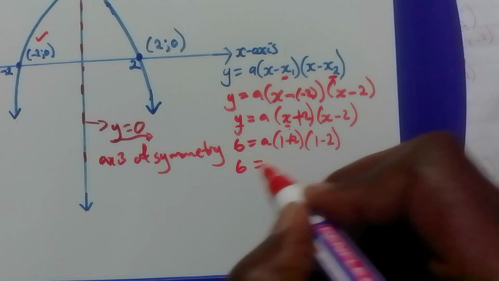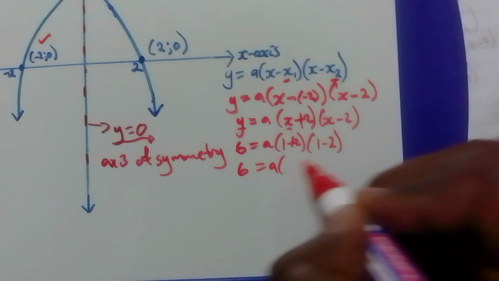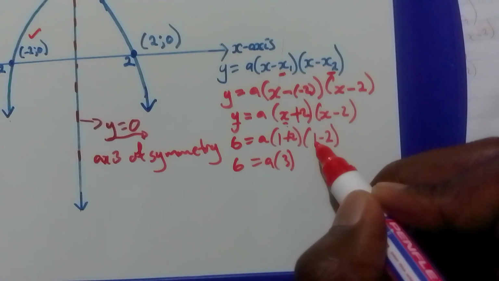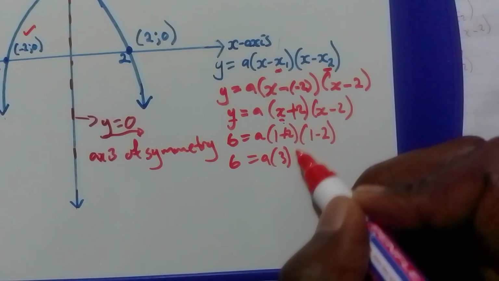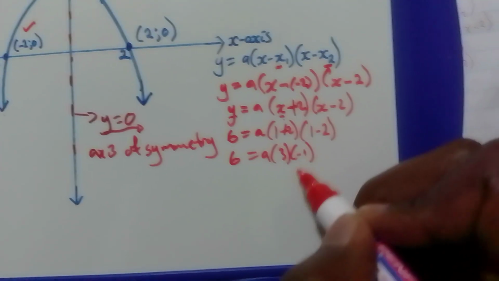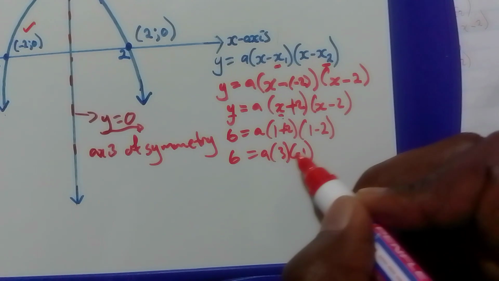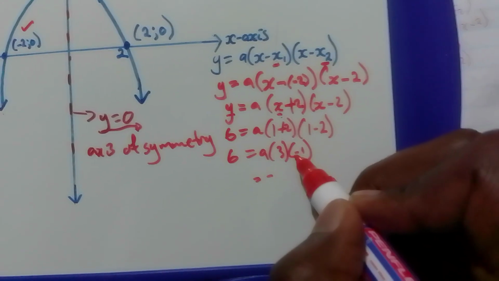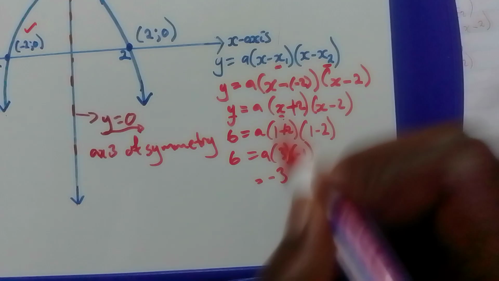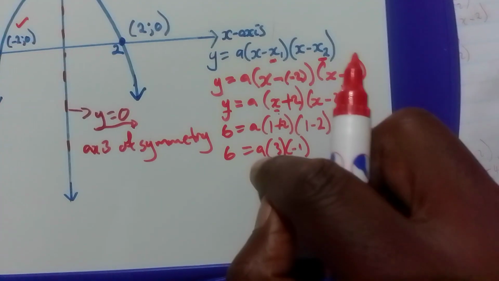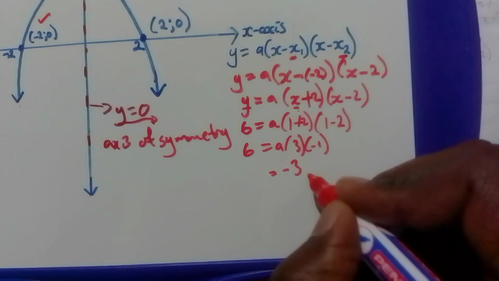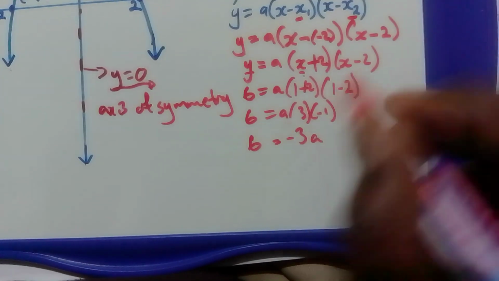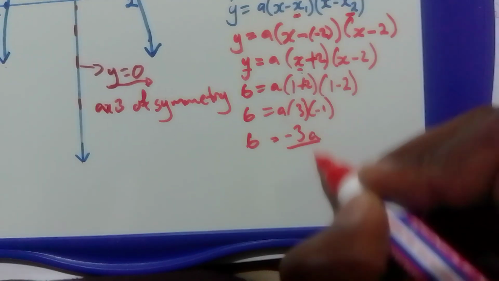So now I say 6 = a(1 + 2)(1 - 2). 1 plus 2 gives me 3, and 1 minus 2 gives me -1. So I've got -1 here. Now, when I say positive times negative, I get a negative. So I've got a negative here. 3 times 1 is equal to 3. And remember, this is a, not 9. My a looks like a 9. So it's 6 = a times -3. In this particular case, we are working to find a.